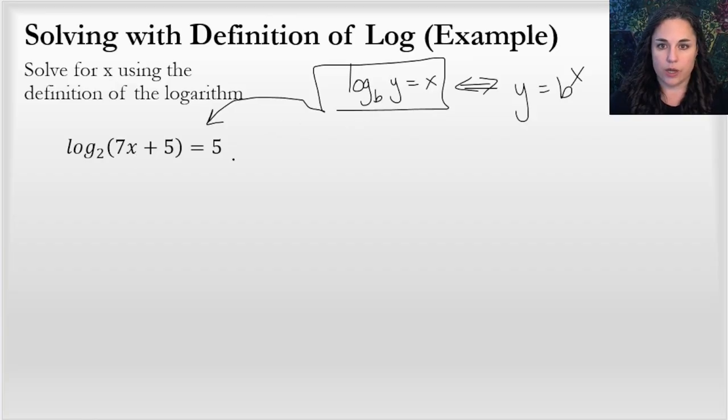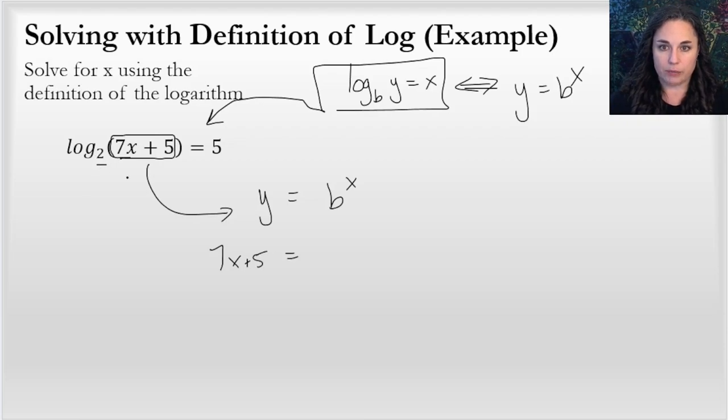All right, so the base is 2. I can see that, right? B, the base, is 2. So let's see. Also, y is 7x plus 5. So I'm going to say y equals b to the x. So y is 7x plus 5.